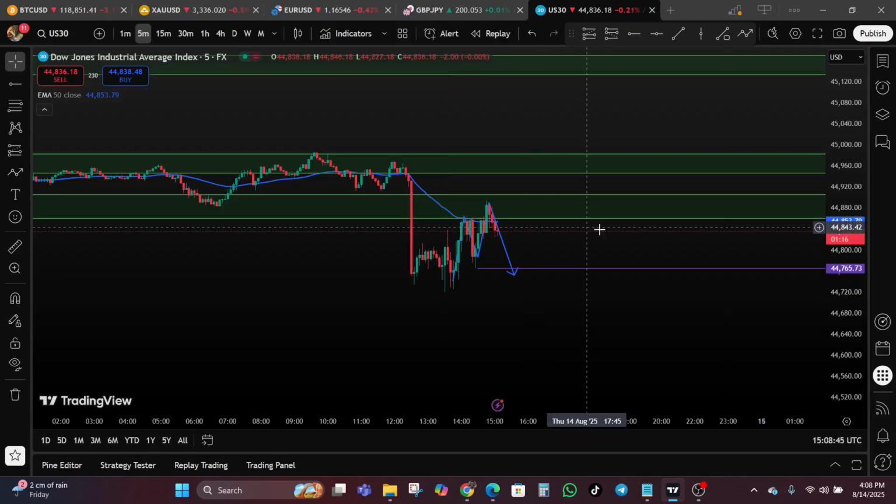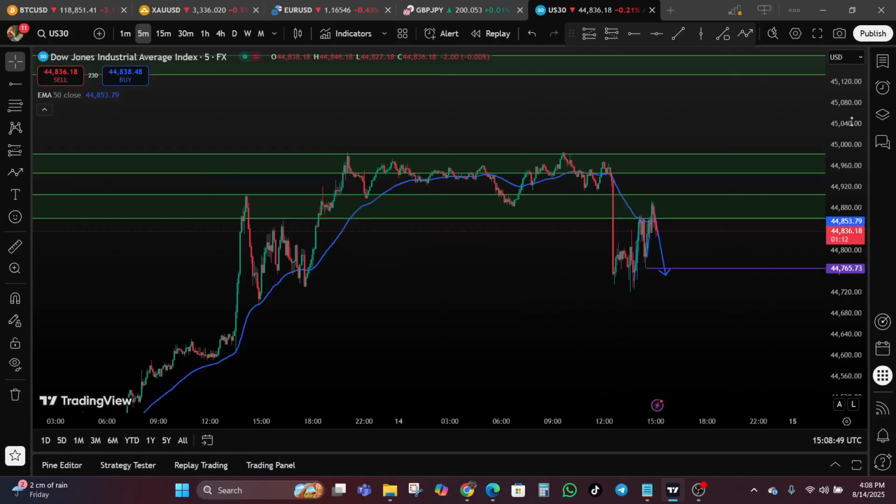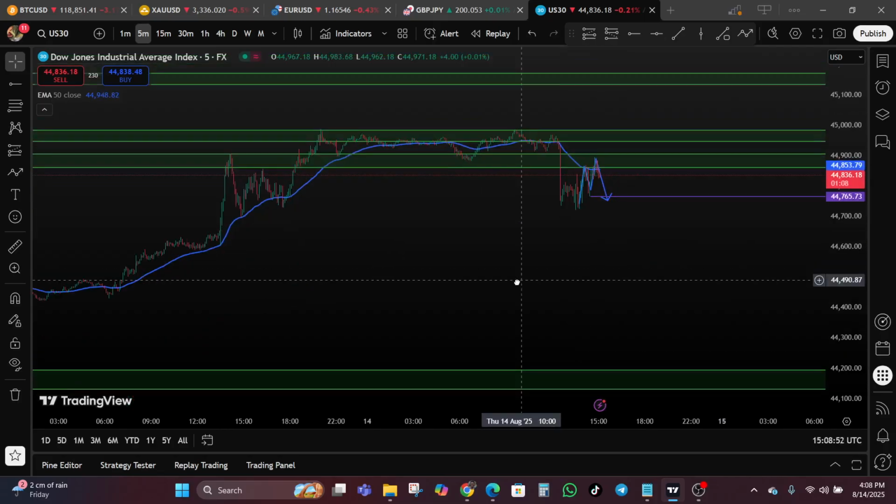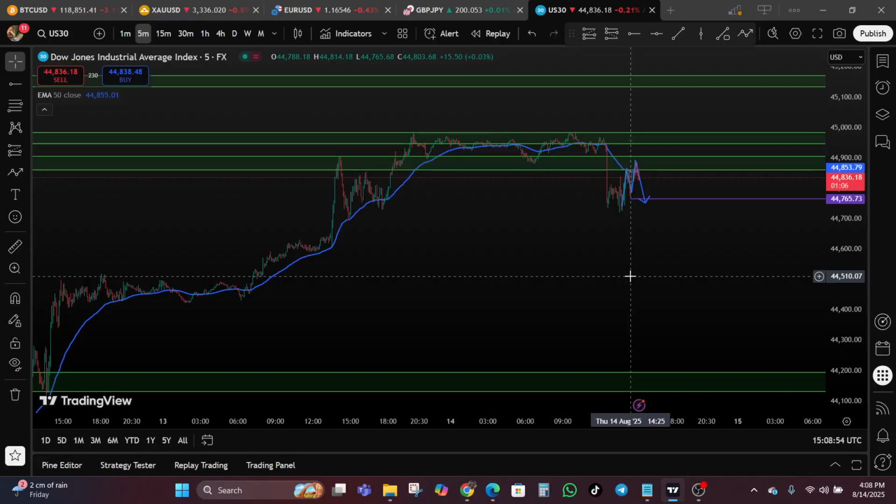Once your setup forms, you enter the position and set your stop loss just beyond the liquidity sweep or rejection point. Then for your take profit, you can aim for the next key level or maybe a fixed number of pips based on the volatility of US30 at the moment. The key is to avoid emotional decisions, so always let market structure guide your exits.